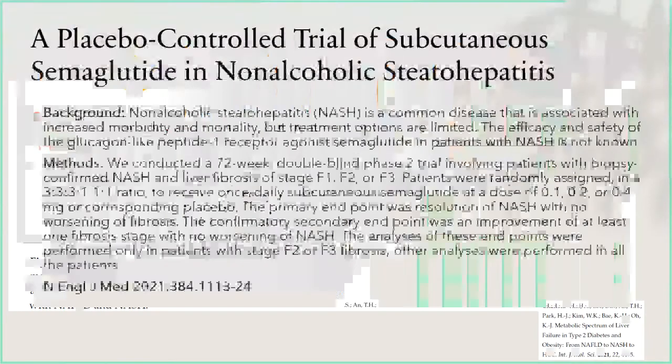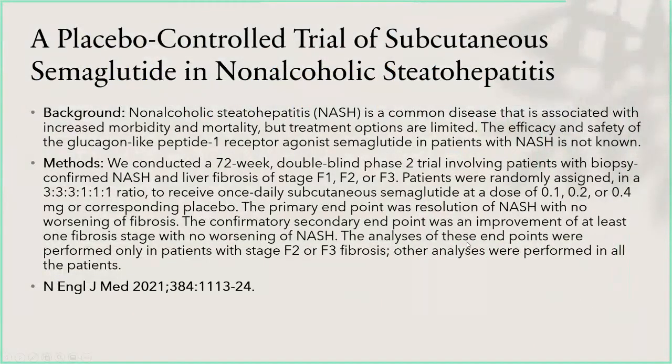So there's been much interest in one particular group of drugs, which is the GLP-1 analogs. This paper that was published earlier this year is a placebo-controlled trial of subcutaneous semaglutide for NASH. This was published in the New England Journal. And this was a 72-week double-blind phase 2 trial involving biopsy-confirmed NASH and liver fibrosis stage F1, 2, or 3. They were assigned to different doses, 0.1, 0.2, or 0.4 milligrams, and corresponding placebo.